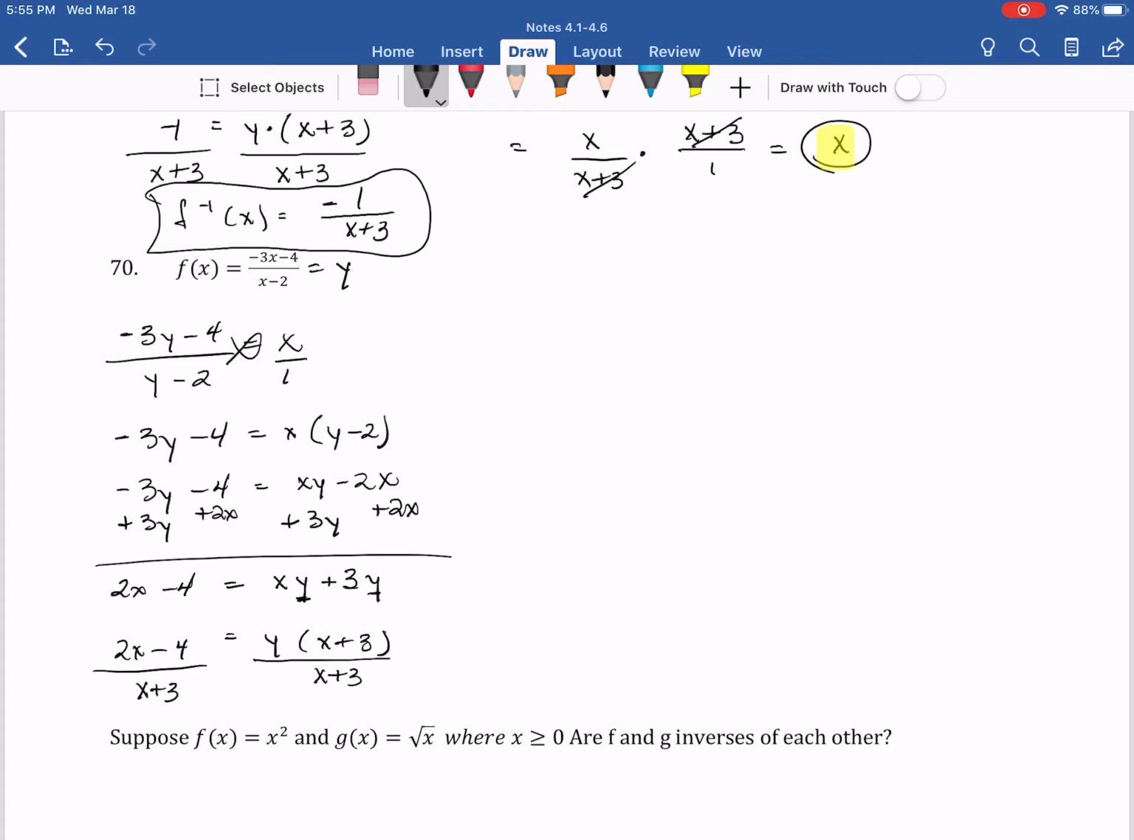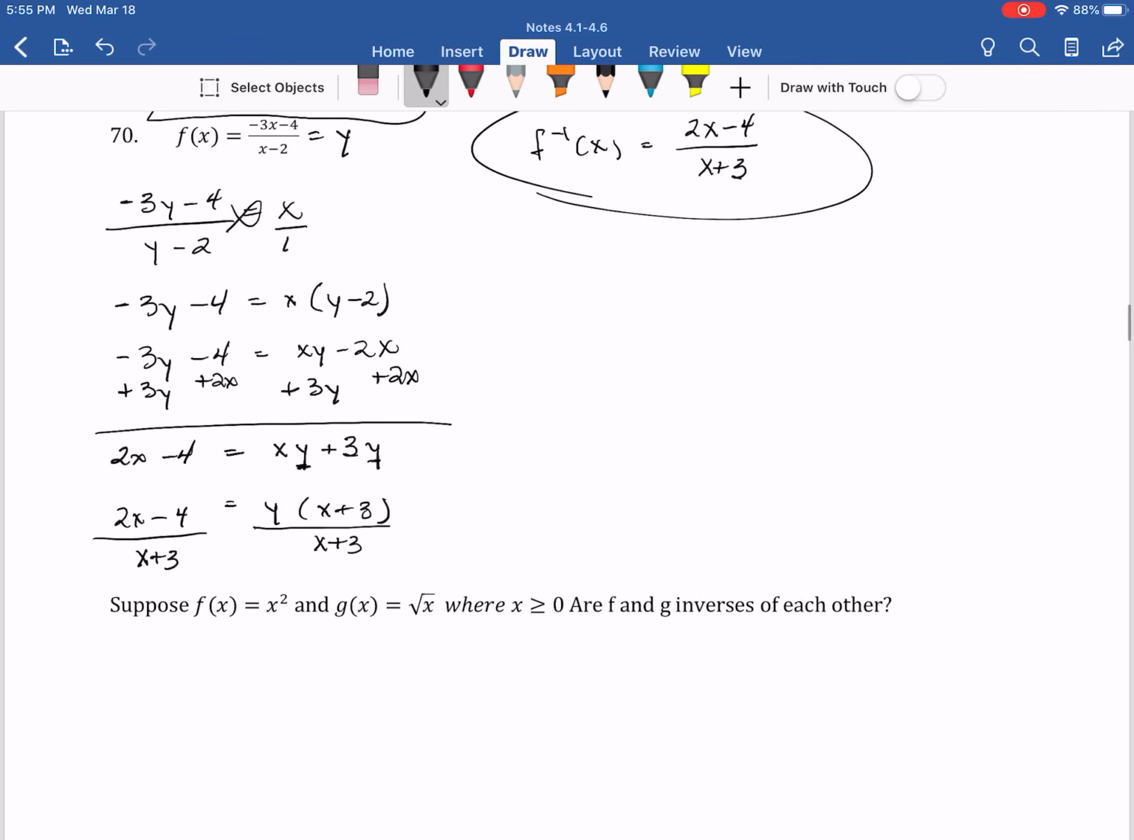So that gives you the inverse function to be 2x minus 4 over x plus 3. And I think that's good. We're not going to verify that one this time.